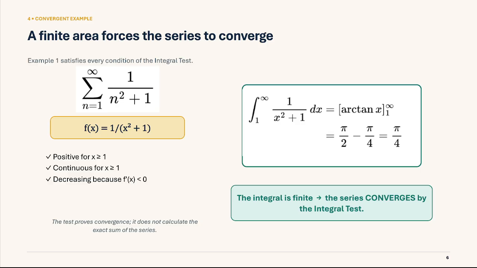Because this value is finite, the improper integral converges. Therefore, by the integral test, the series converges. Notice that pi over 4 is the value of the integral. It is not the exact sum of the series.